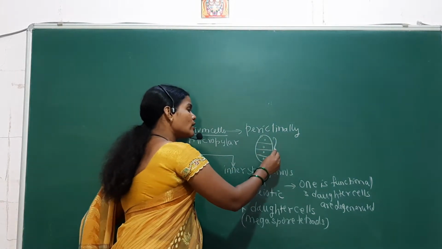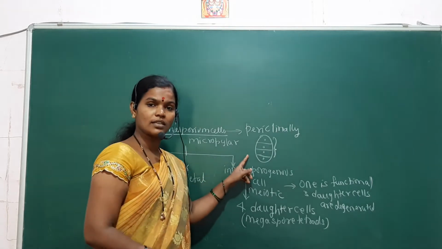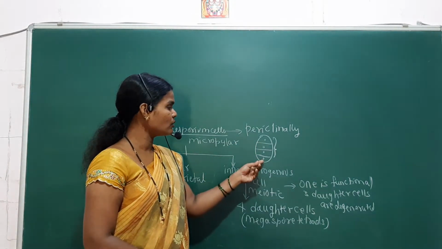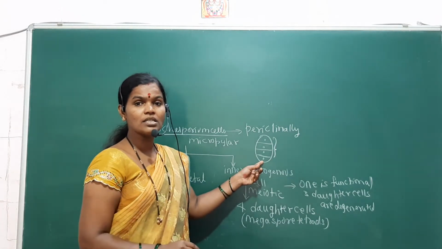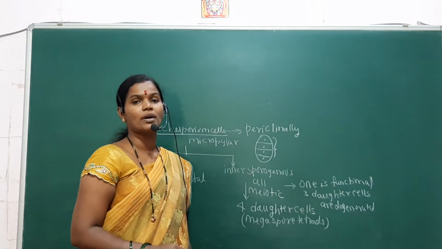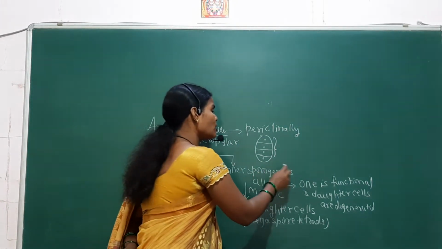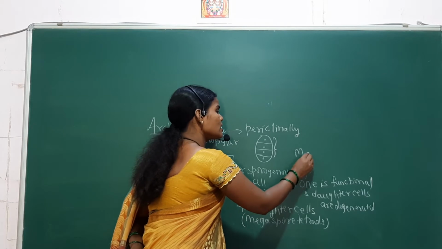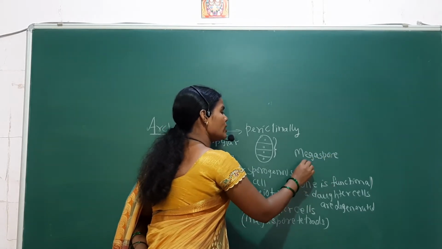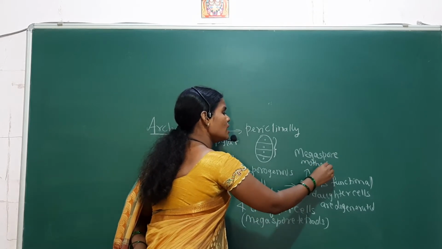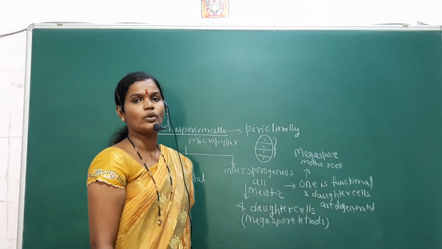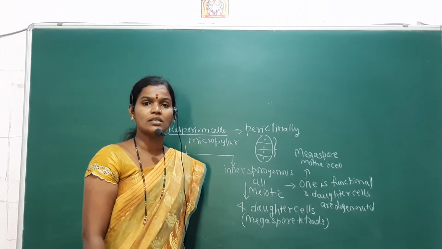Among the 4 daughter cells, 3 daughter cells are degenerated. That means they vanish, they destroy themselves, and only one remains. What do we call that one functional cell? It is called the megaspore mother cell.